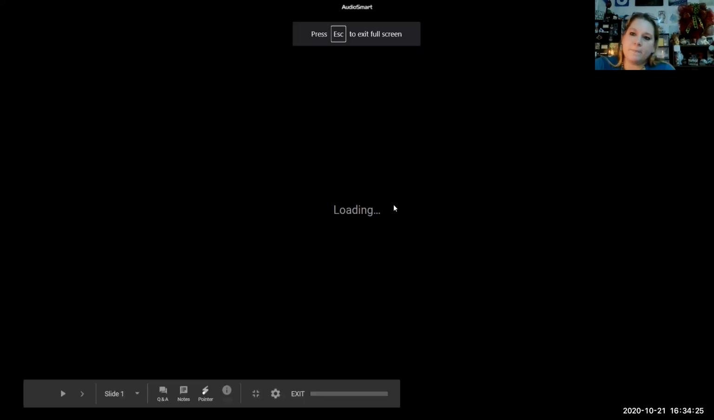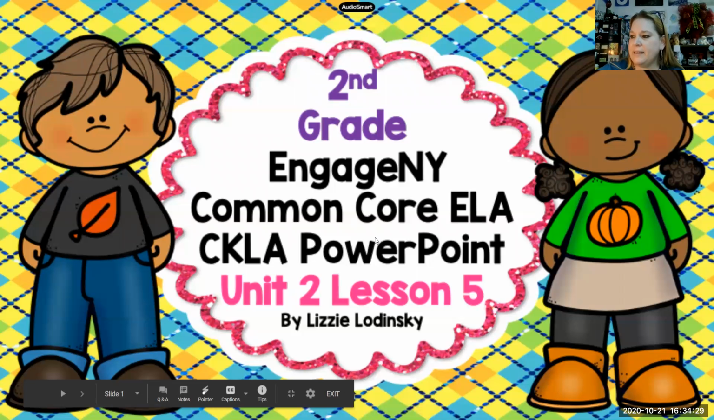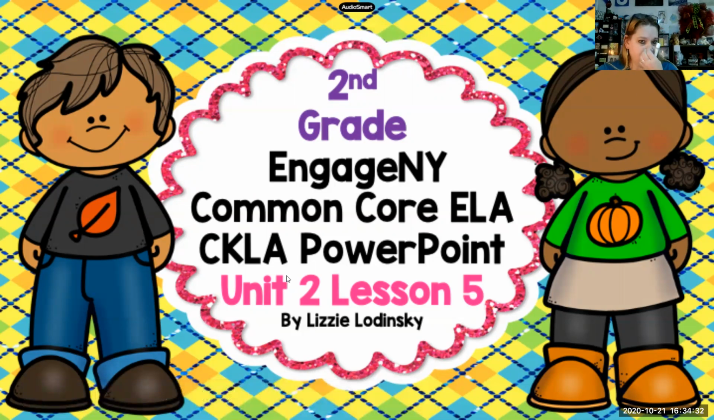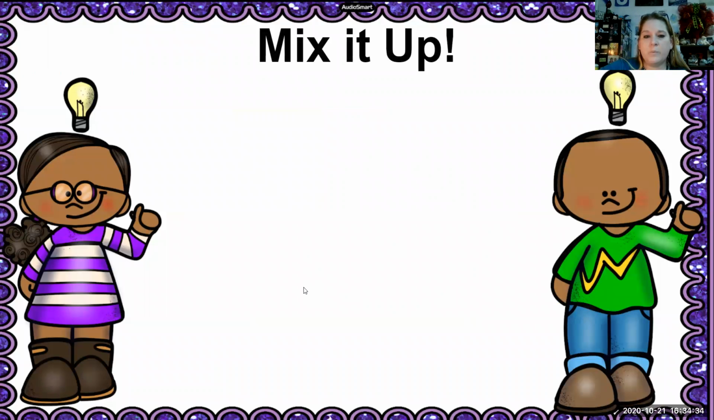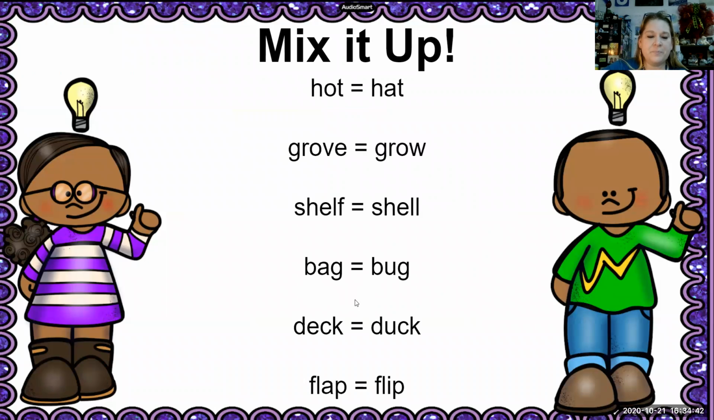So I'm going to go ahead and share my screen with you so that we can get started on our lesson for today. So like I said, we are on lesson 5 of unit 2. So here are some of the words that we did. We did hot to hat, grove to grow. We didn't do that one. We did bag to bug. We didn't do that one. And we did flap to flip.